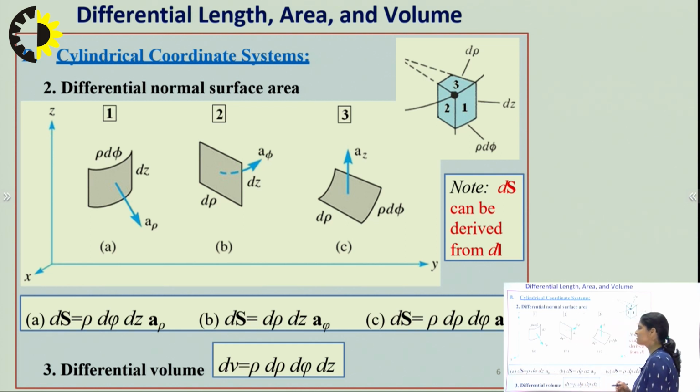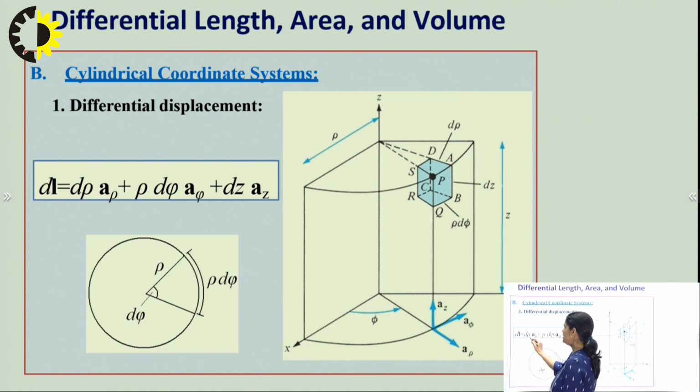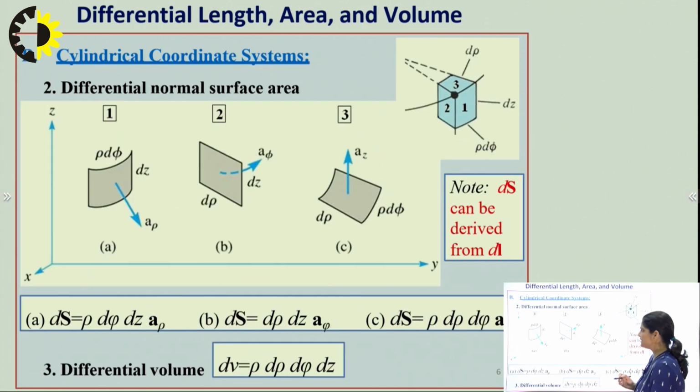Now we have already discussed this in the previous slide. So you can see here, for unit vector rho, this is d rho. For unit vector phi, rho d phi. For unit vector z, dz. If we are considering the case of unit vector az, we have to consider d rho and rho d phi. If we are considering the case of rho, then we have to write down rho d phi dz. If we are considering the case of unit vector phi, then we have to write down d rho and dz. So you can see this slide.